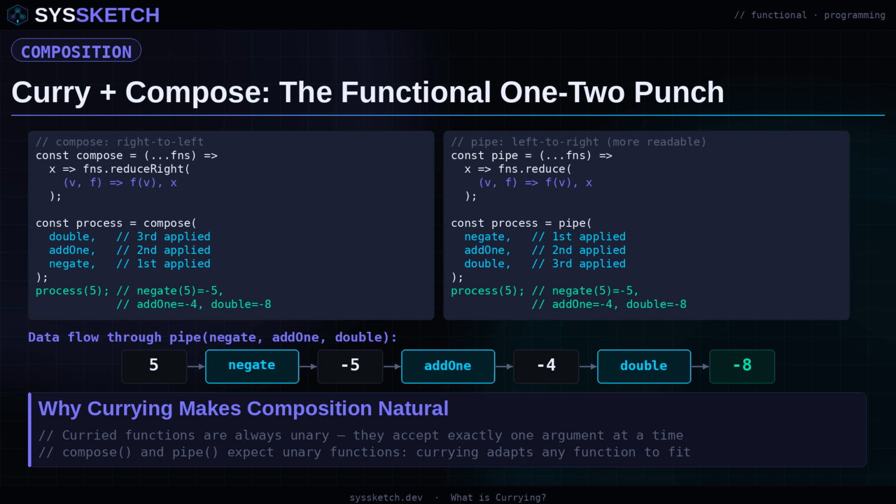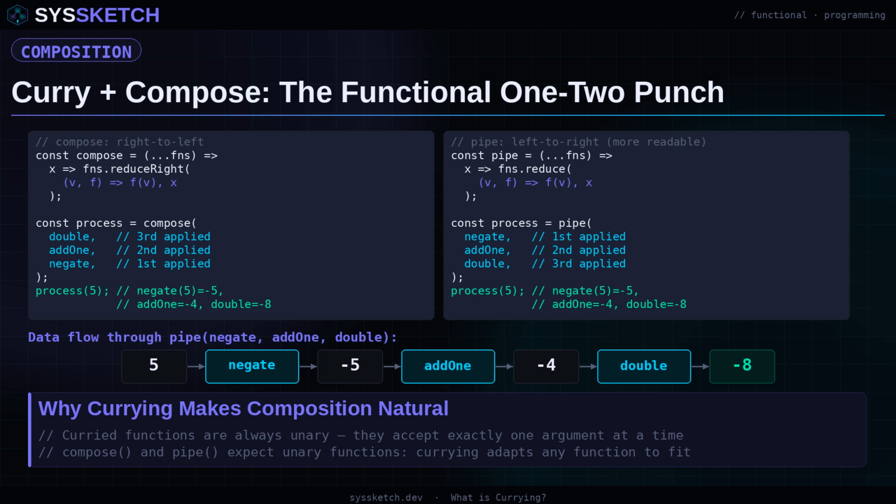Take negate, add 1, and double. With pipe, 5 flows into negate giving -5, then into add 1 giving -4, then into double giving -8. Without currying, if any of those functions needed extra configuration, you would be back to writing wrapper closures by hand. With currying, you partially apply the config argument up front, and the resulting unary function slots directly into the pipeline. The whole style of writing code as a sequence of transformations rather than a sequence of mutations depends on this.